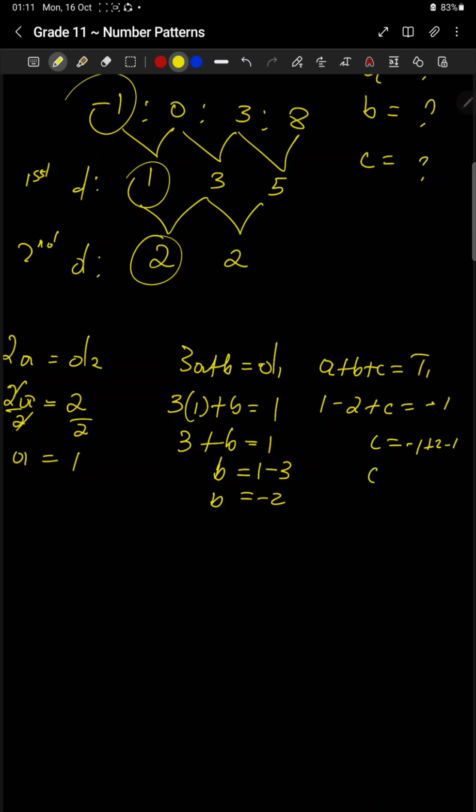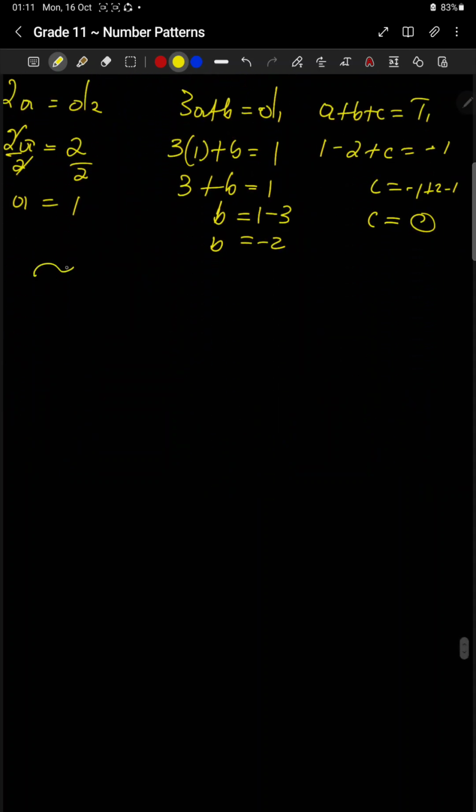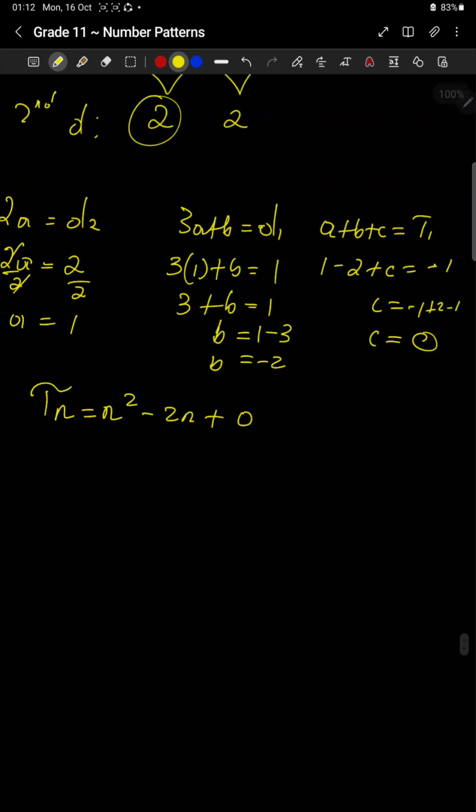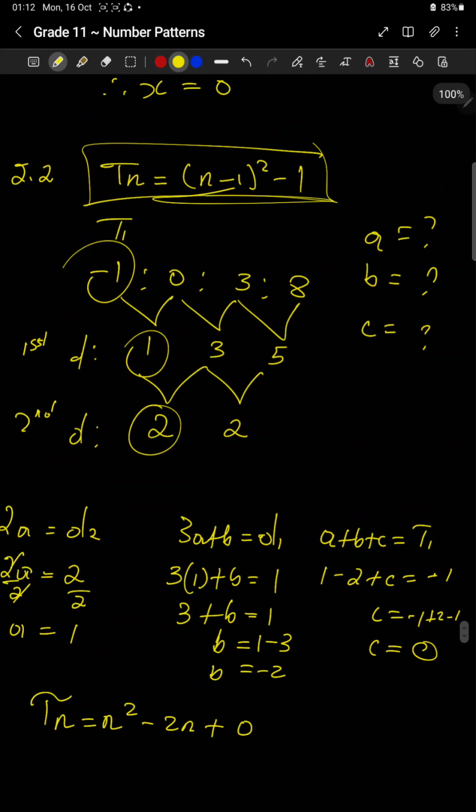So that means C is going to be 0. Therefore in this equation, Tn must be n squared minus 2n plus 0, which is C. So we have to prove this now.